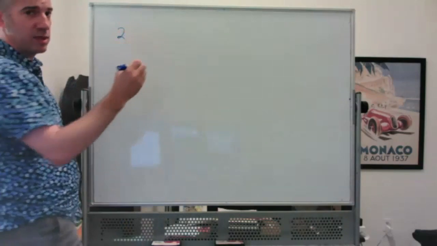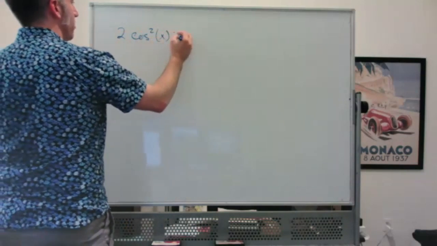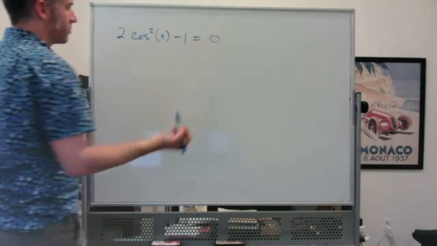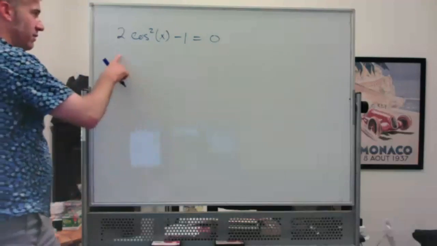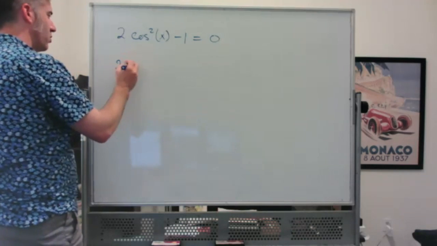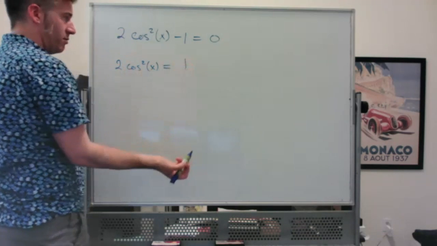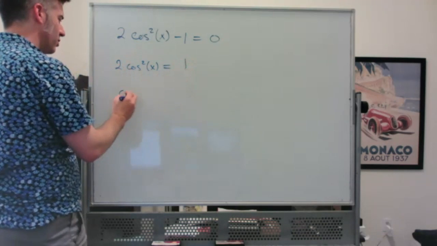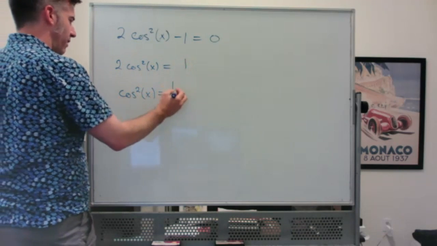So let's see here. What do we got? Another one. Let's say I want to solve, instead of 2 cosine x plus 1 equal to 0, now I have 2 cosine squared x minus 1 equal to 0. So don't get fooled by this one. I start solving for cosine. I have 2 cosine squared x equal to positive 1. And then divide both sides by 2. I have cosine squared of x equal to 1/2.